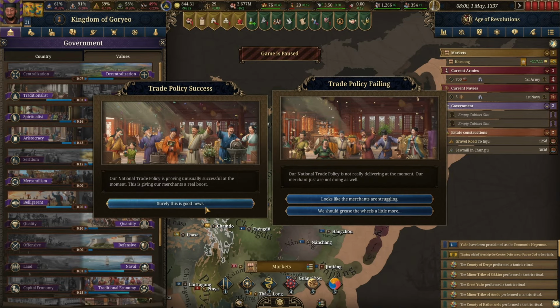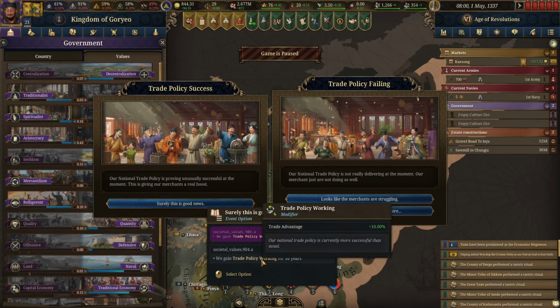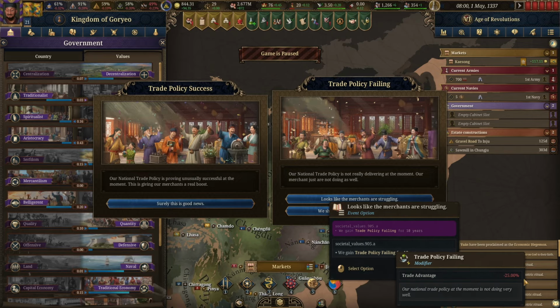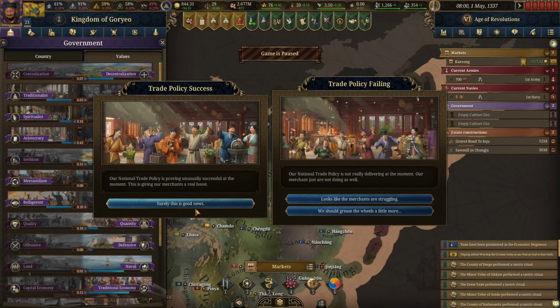Free trade then has this next set of events which are mutually exclusive, which gives Free Trade Is Working, which increases your trade advantage by 10, or this far worse one, Trade Policy Is Failing, which decreases your trade advantage by 25, which is basically double the value you get for this event, which is pretty horrible, honestly.